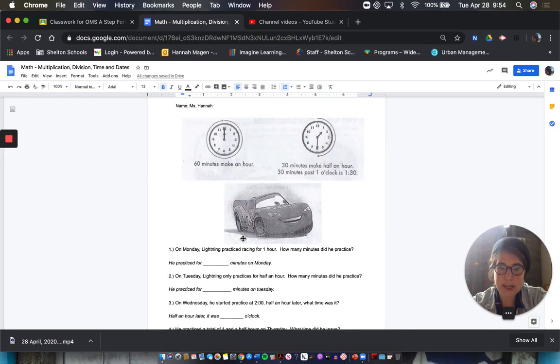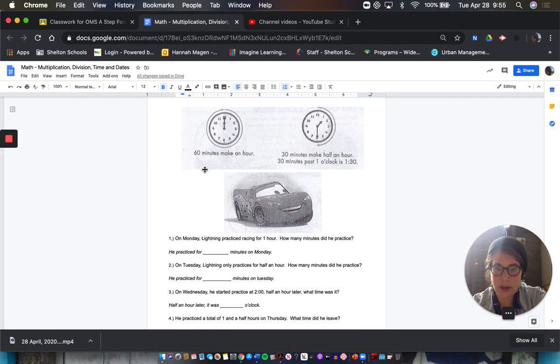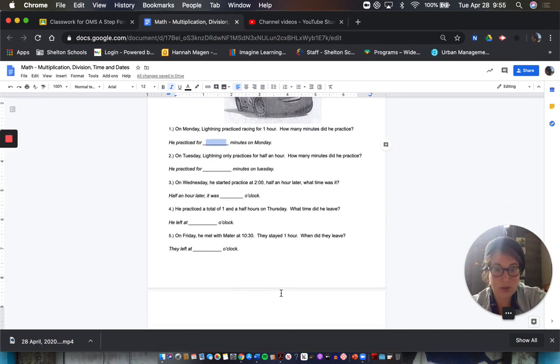Here we've got a little puzzle. We know that 60 minutes makes an hour, and 30 minutes makes half an hour. 30 minutes past 1 o'clock is 1:30. On Monday, Lightning, that's this car, have you seen that movie? Lightning practiced racing for 1 hour. How many minutes did he practice? He practiced for blank minutes on Monday. Same thing, answering those questions.